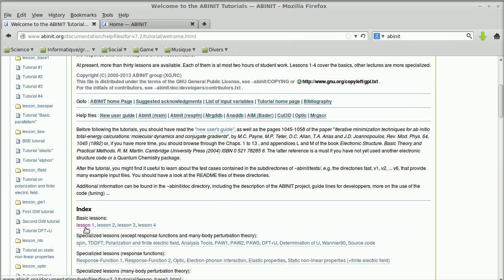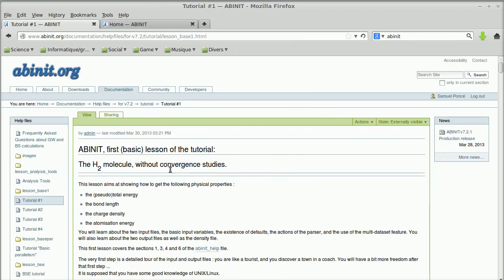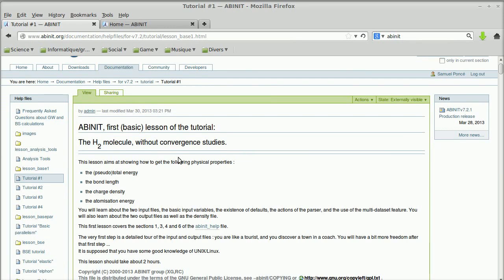So I will click on it, and this tutorial is focused on the study of the H2 molecule and also all the convergence studies that you need to do in order to have a physically meaningful result. I'm going to spend a little bit of time also explaining some of the physics behind it, but I'm expecting you to have a certain background in density functional theory.